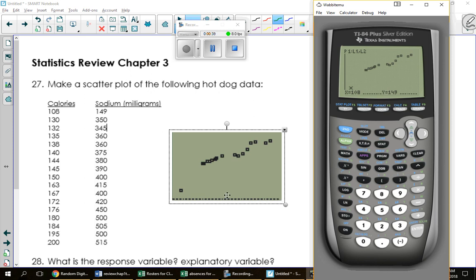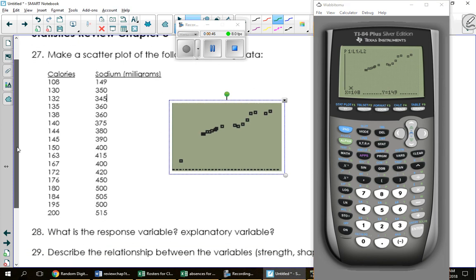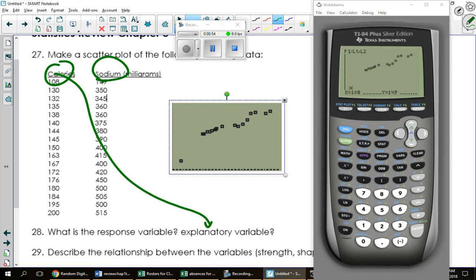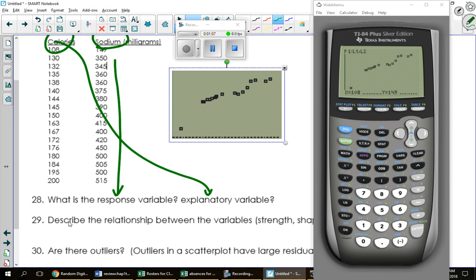The explanatory variable is the one that I put down here. It's calories, and the response variable is the sodium. So the explanatory is the calories, and the response is the sodium. Describe the relationship. It looks like I have a strong, positive, linear relationship between calories and sodium.